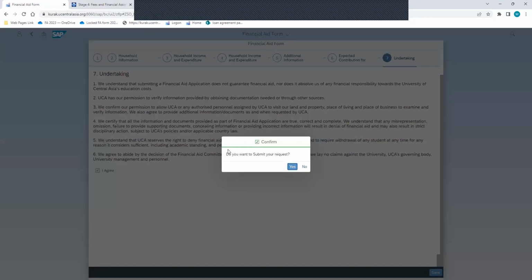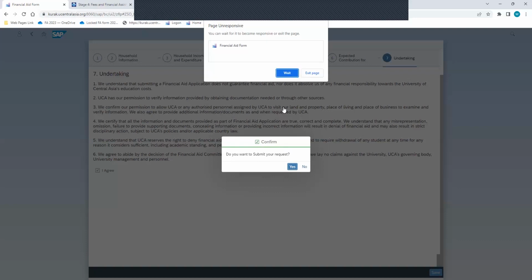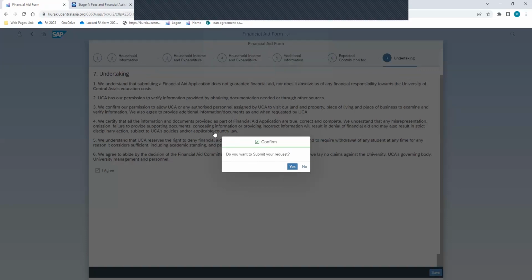See, a confirmation box is appearing. Do you want to submit your request? I'm clicking yes, because I'm sure that I've entered all the details correctly. It might take some time, maybe because of the size. You see, the page is unresponsive. And I'm saying wait.